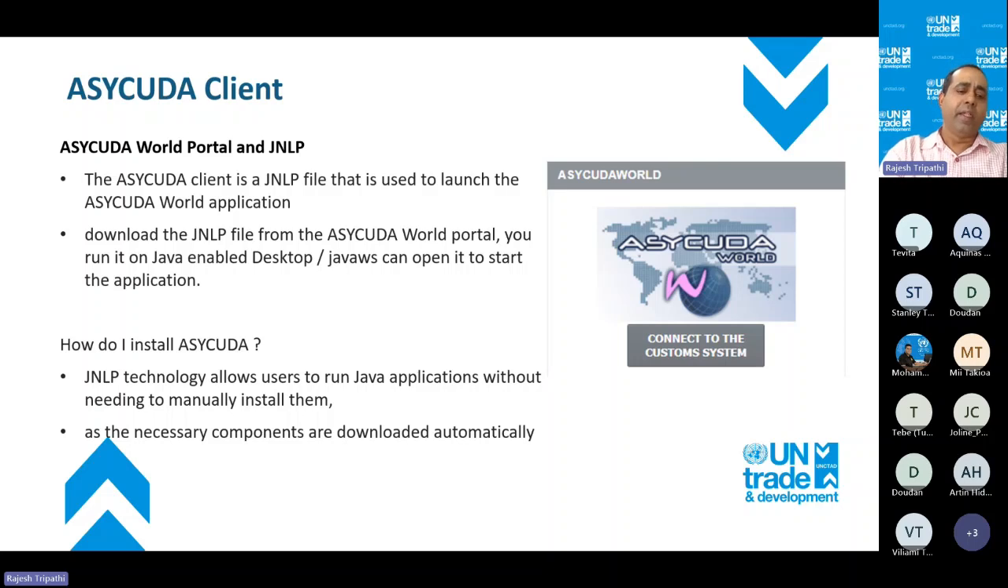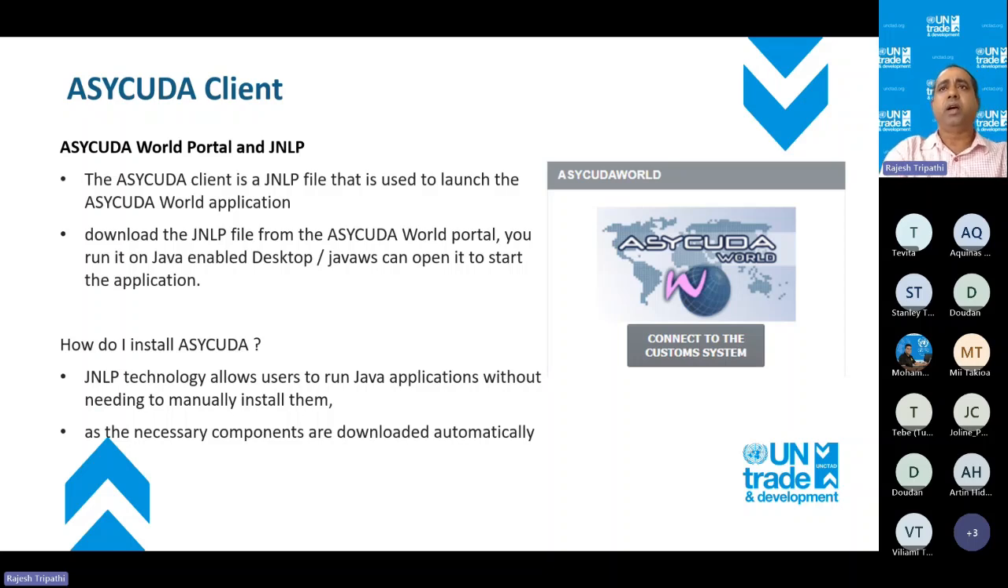The portal is just a utility, a tool to host, or to create a platform for users so that they can download the JNLP file. You may have seen in some countries, each country has a different portal. That is the reason for it. So when you download the JNLP file from the portal, you can run it on Java-enabled desktop environment, or you can run it with the Java WS Web Start application.